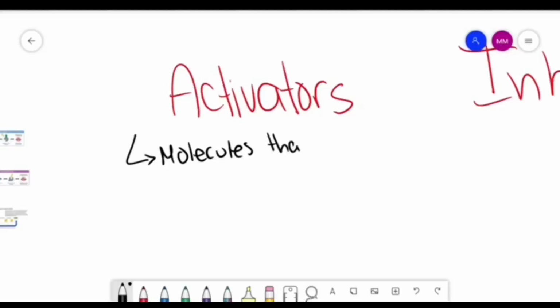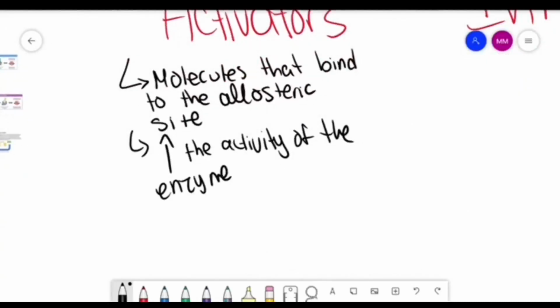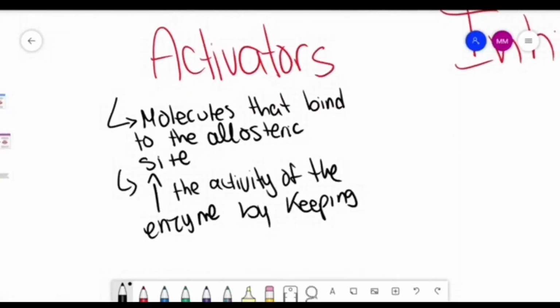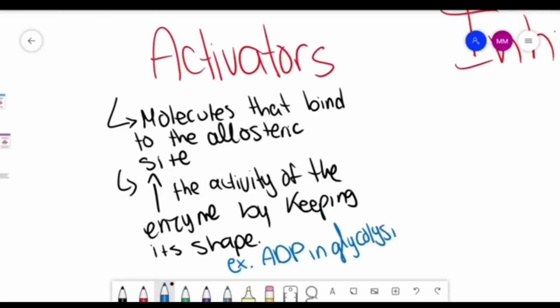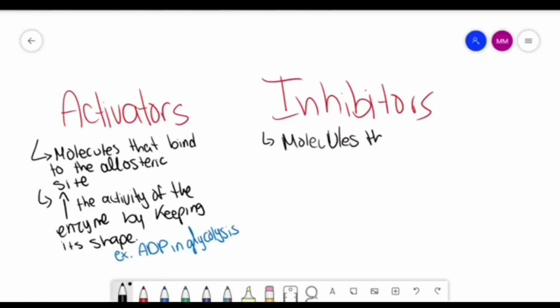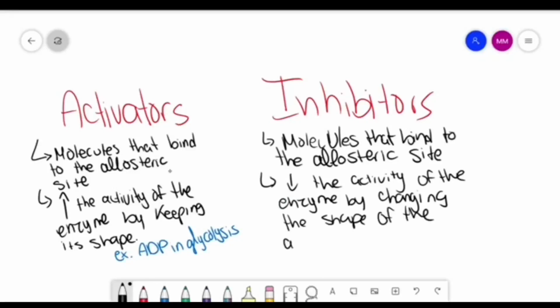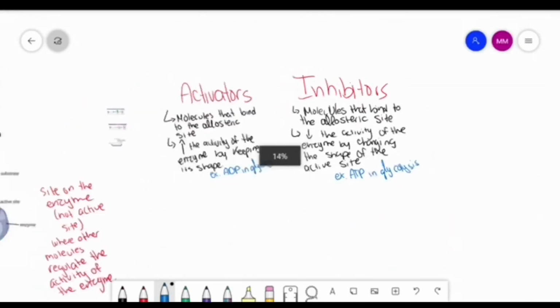So activators are molecules that bind to the allosteric site but increase the ability of the enzyme to react because it helps maintain the shape of the enzyme. And this is seen through ADP in glycolysis. On the other hand, inhibitors are molecules that bind to the allosteric site, but they reduce the activity of the enzyme by making it lose the shape of the active site. And an example is ATP in glycolysis.